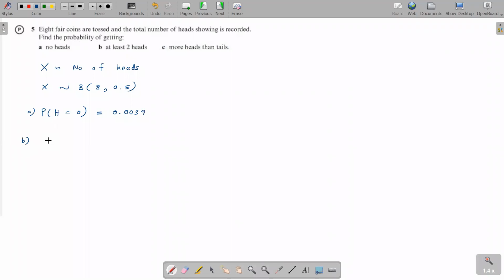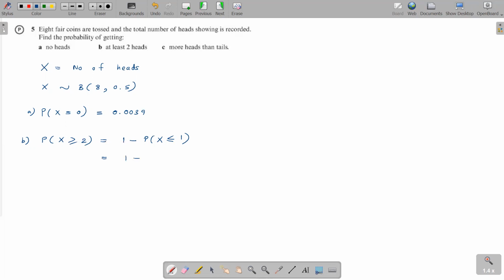Part B, what do you mean by at least two heads? Now I discussed these notations, these wordings with you. At least two heads means you should have a minimum of two heads, which means X is greater than or equal to 2. We described these wordings before. So the probability X is greater than or equal to 2 is equal to 1 minus the probability X is less than or equal to 1. Do you agree? So 1 minus the probability X is less than or equal to 1.